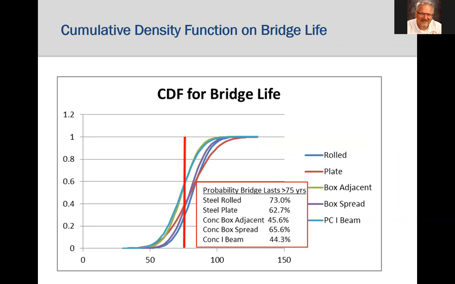The results show that there is a 73% chance that a rolled beam bridge will last at least 75 years, and a 65.6% chance that a precast spread box bridge will. However, it also shows, according to the data of this database, there is only a 44.3% chance that a precast I-beam bridge will last 75 years or more. This is good information for both engineers and bridge owners.